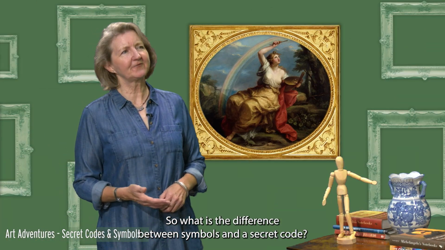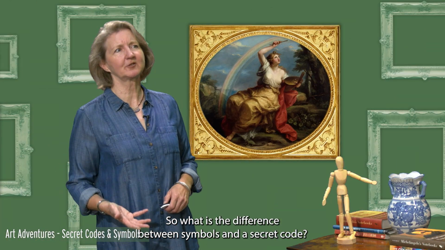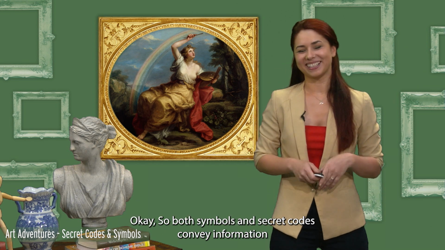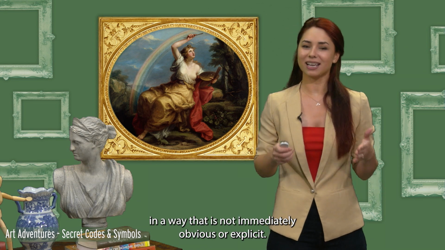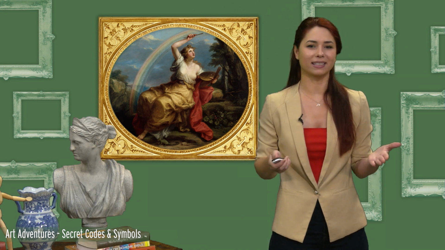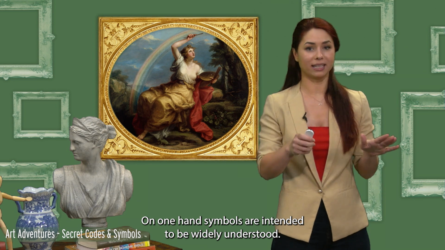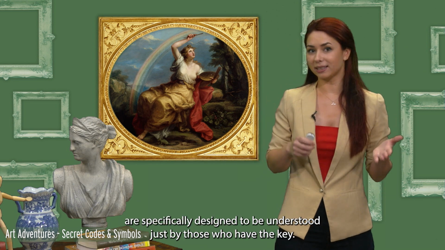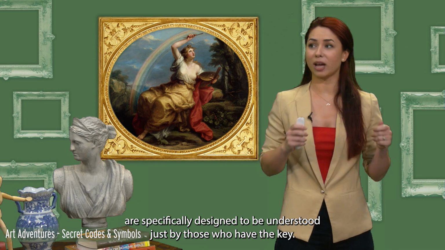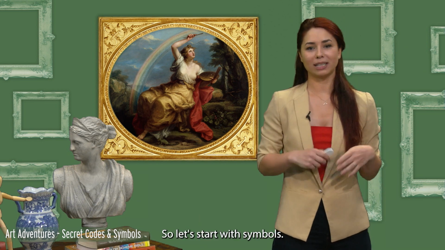So what is the difference between symbols and a secret code? Great question, Elizabeth. Both symbols and secret codes convey information in a way that is not immediately obvious or explicit. On one hand, symbols are intended to be widely understood, while secret codes are specifically designed to be understood just by those who have the key. So let's start with symbols.